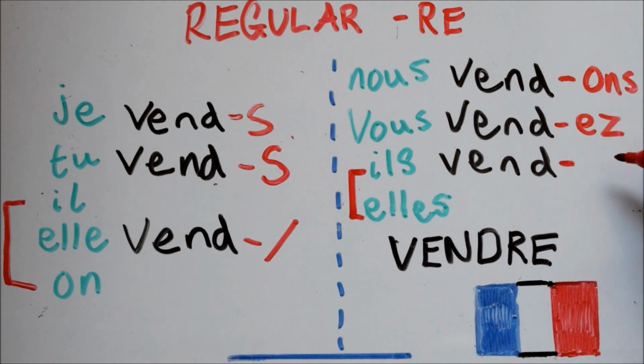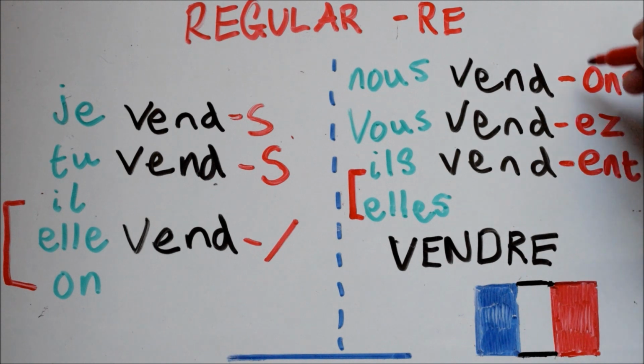Finally, for they, the ending is ENT. When this is said, the ENT isn't pronounced, but makes the D sound more pronounced. Ils vendent. Elles vendent. Notice these three endings for nous, vous, ils are all the same as the ER verbs.